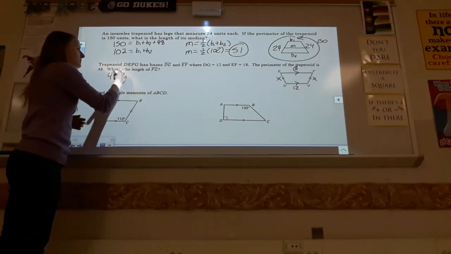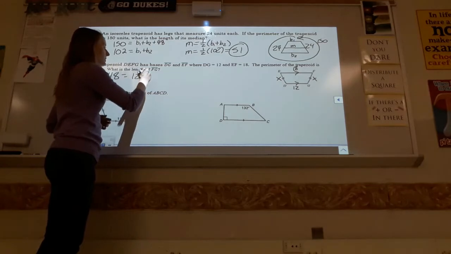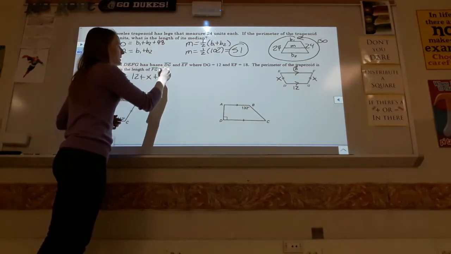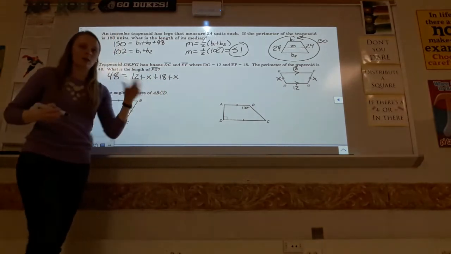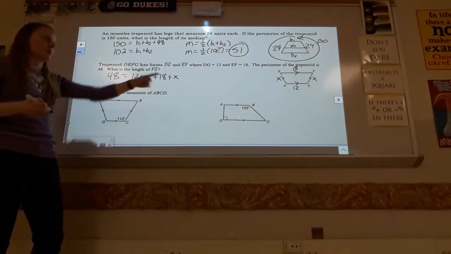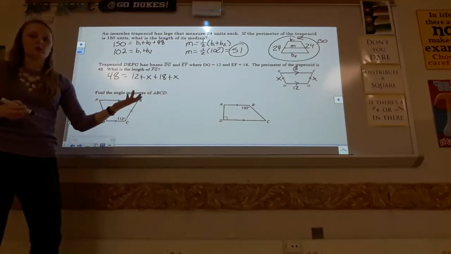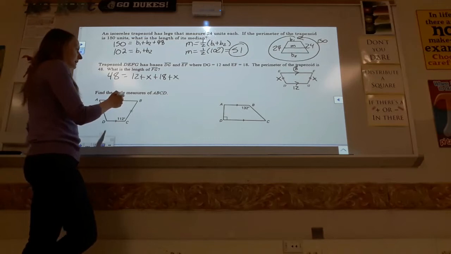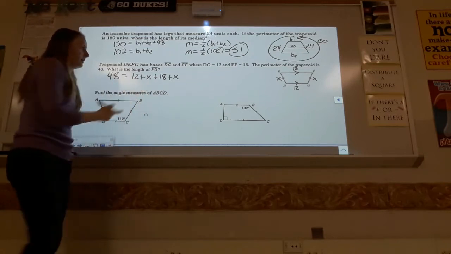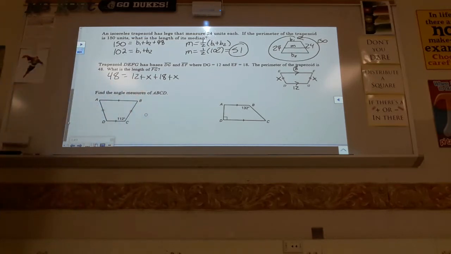So 48 is equal to 12 plus x plus 18 plus another x, right? Just add all the sides together. And so x represents the length of FG, so all I have to do is solve for x. So this is actually pretty basic algebra. I think it's just one, nope, just kidding.